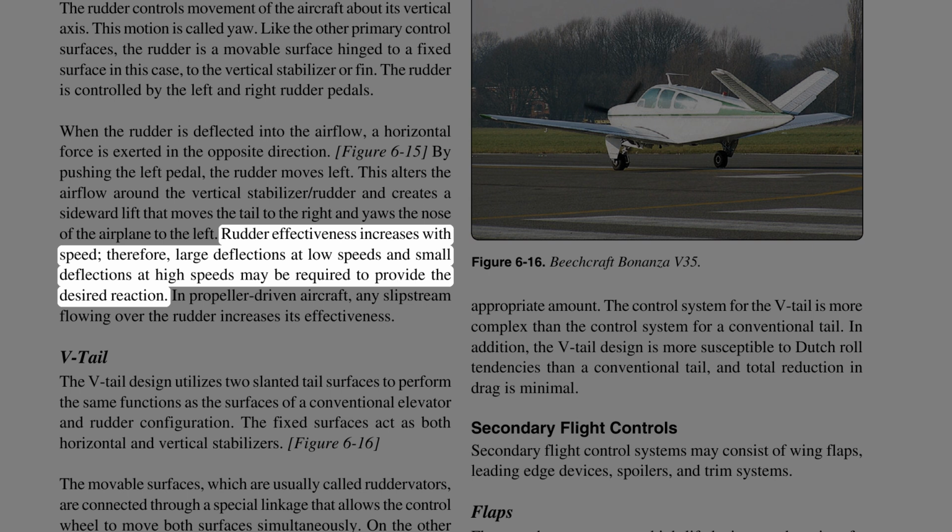Rudder effectiveness increases with speed. Therefore, large deflections at low speeds and small deflections at high speeds may be required to provide the desired reaction.